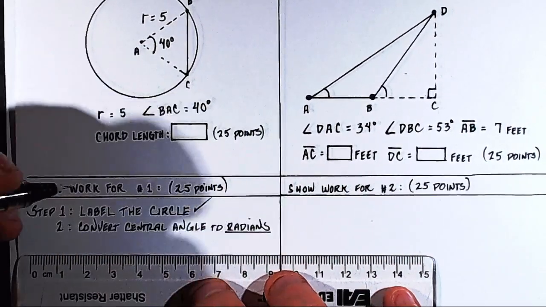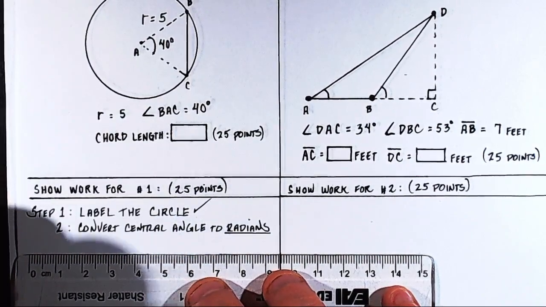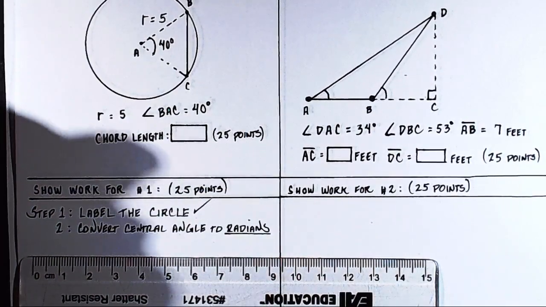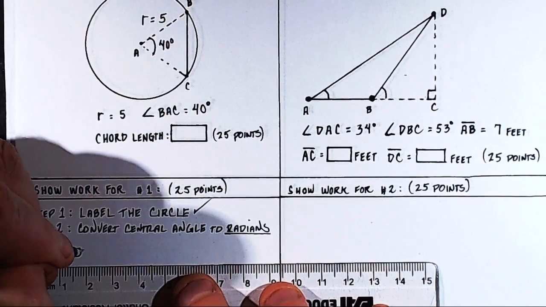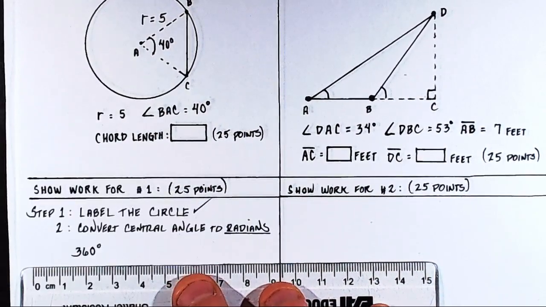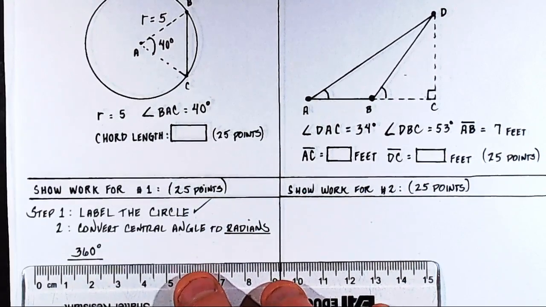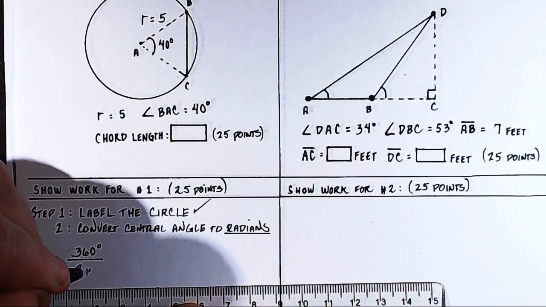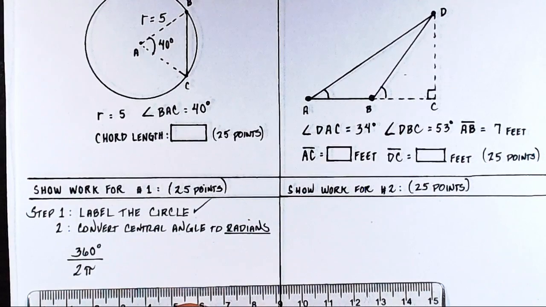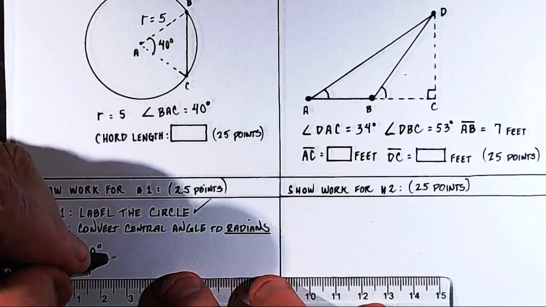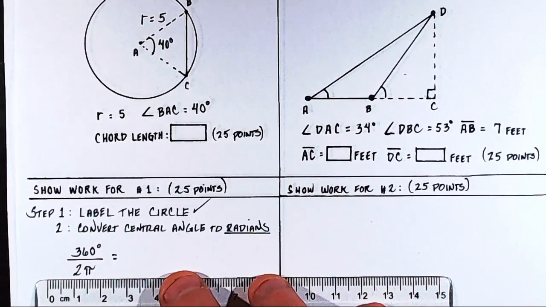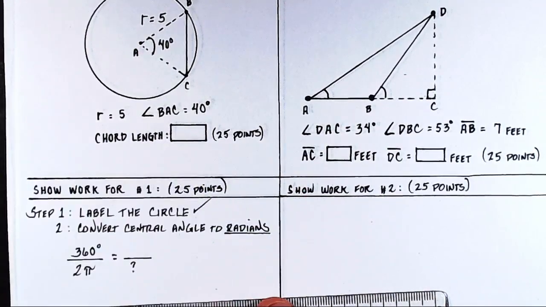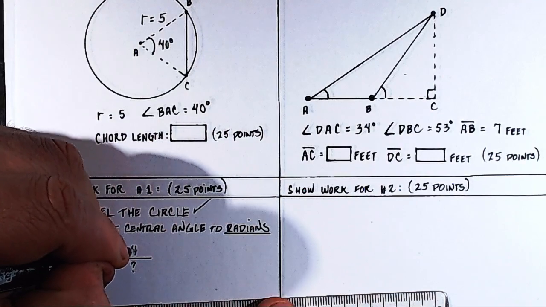Okay, so now let's convert those to radians. So here's the key thing to remember. In a circle, how many degrees are there? Well, last time I checked, there were 360 degrees in a circle, and you have to know this. In that same circle, there are 2 pi radians. All right, so that's the relationship. So here's a direct variation problem for you. So the question is, how many radians are there in 40 degrees?